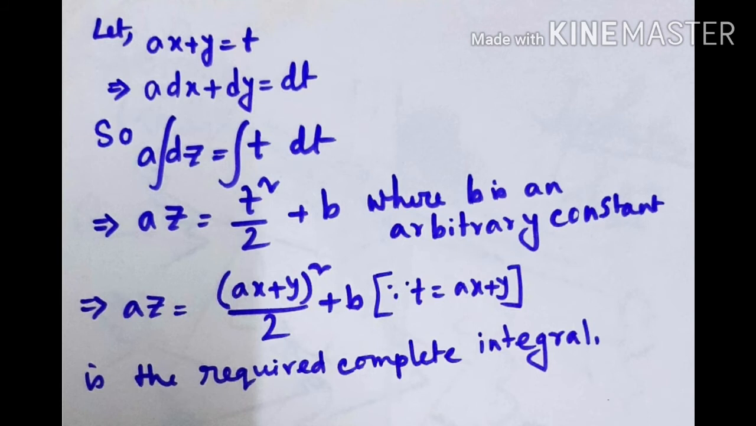Now for integration we take ax plus y is equal to t. This implies a dx plus dy is equal to dt. So a integration dz is equal to integration of t dt. This implies az is equal to t square by 2 plus b, where b is an arbitrary or integrating constant. This implies az is equal to (ax plus y) whole square by 2 plus b, because t is equal to ax plus y, which is our required complete integral.